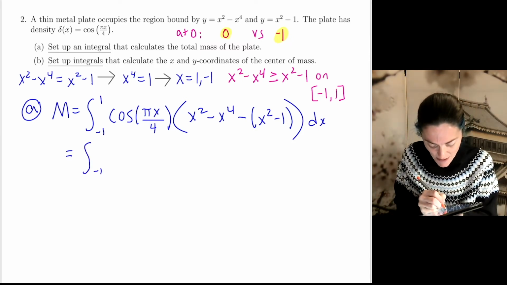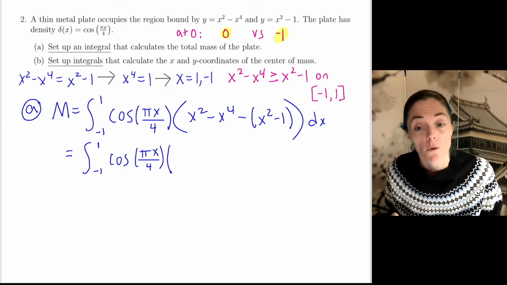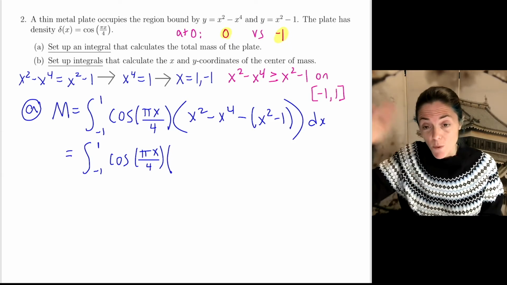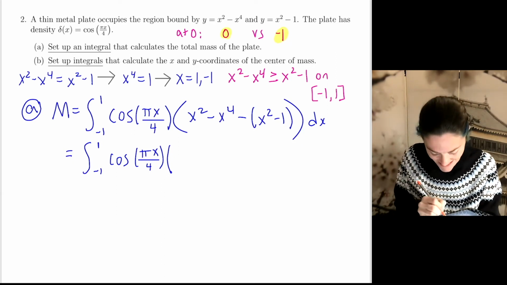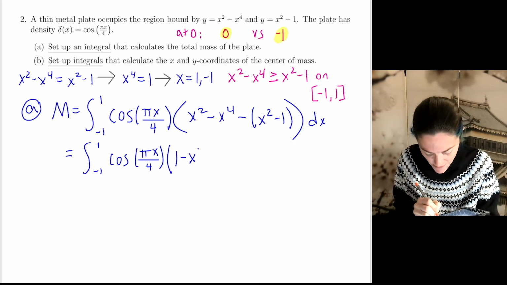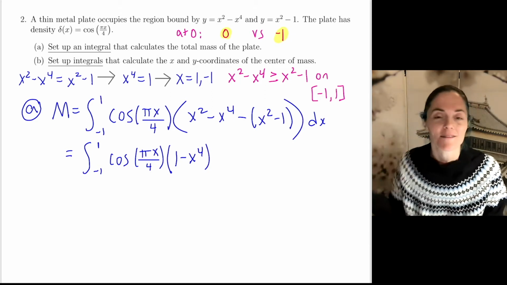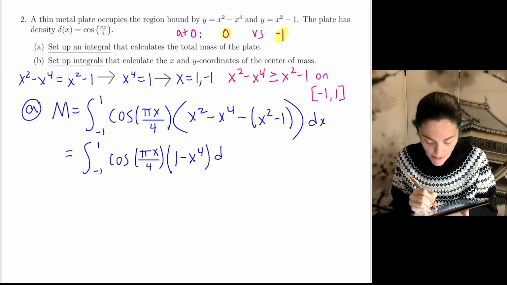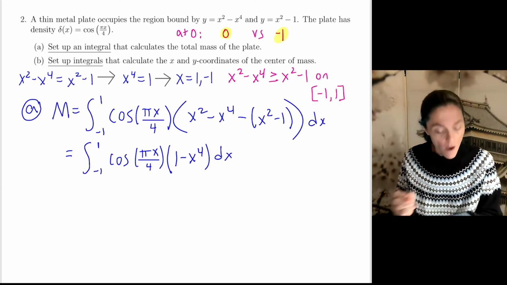So we have minus 1 to 1, we have cosine pi x over 4, and then we have x squared minus x squared is 0. We have just 1 minus x to the 4th. That is upper minus lower, where I have just collected the like terms. So this is my mass, my integral that calculates the mass. Now we move on.